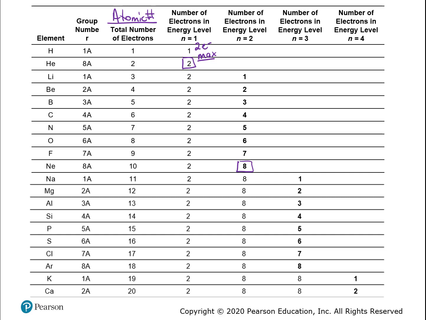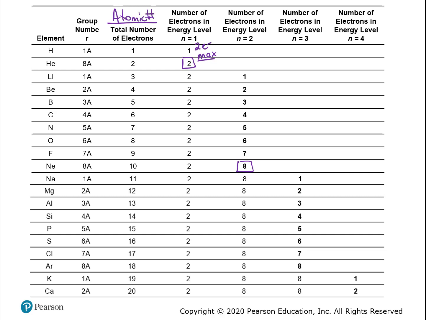Now, once we fill the second, we start filling the third. So notice starting with sodium, magnesium, aluminum, silicon. Notice sodium, the first energy level has 2, because that's full. The second energy level has 8, now it's full. The third energy level is now where you find the last one. So there's 1 in that outer energy level.